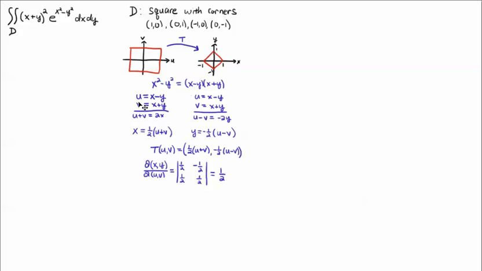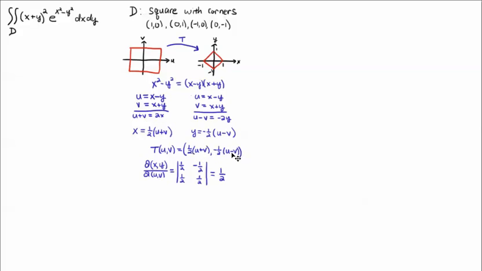If I add these two equations, u plus v is 2x, because the y's cancel, and then for u minus v, the x's cancel, and we get minus 2y. So if I solve for x, I simply get x is 1/2 (u plus v), and y is minus 1/2 (u minus v). I'm going to take these coordinates and make them my coordinates for the transformation.